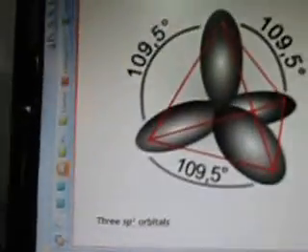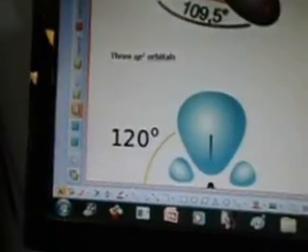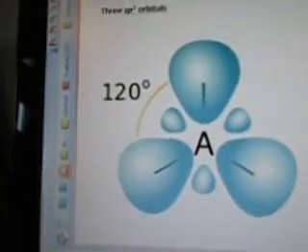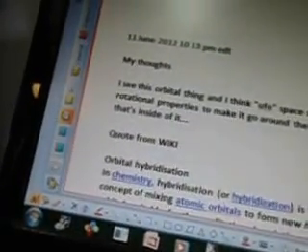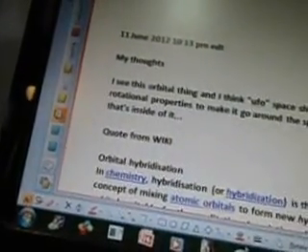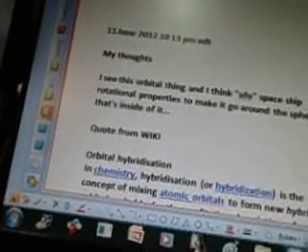4 sp3 orbitals, 3 sp2 orbitals. June 11th, 2012, my thoughts. I see this orbital thing and I think UFO spaceship rotational properties to make it go around the sphere that's inside of it.